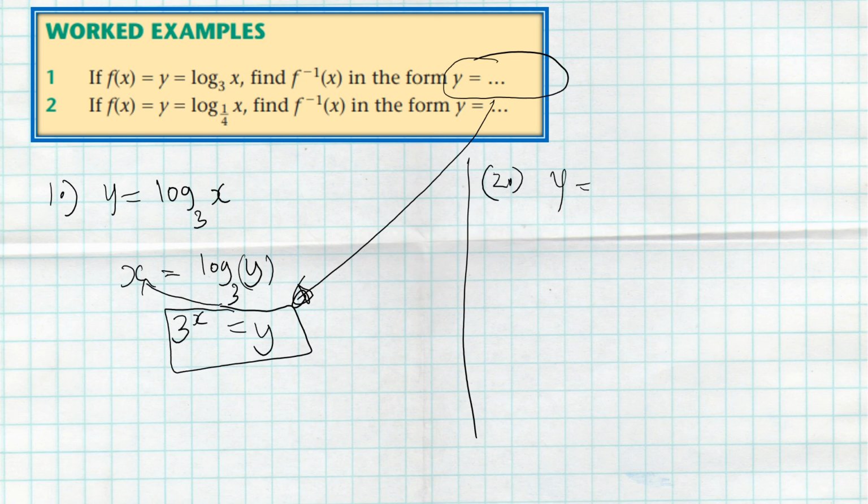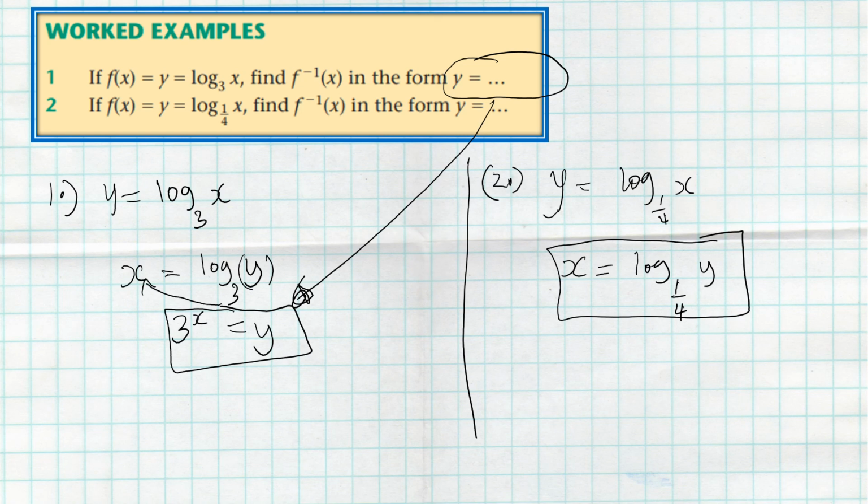You are given y equals to log base 1 over 4 x. They say find the inverse in the form of y equals to something. First step, we swap x and y because this has already been written in the form of y equals to, so we don't need to replace f of x by y. It has already been replaced by y. So I'm going to swap x and y. Where there is y, I put x. Where there is x, we put what? We put y. This step has a mark.